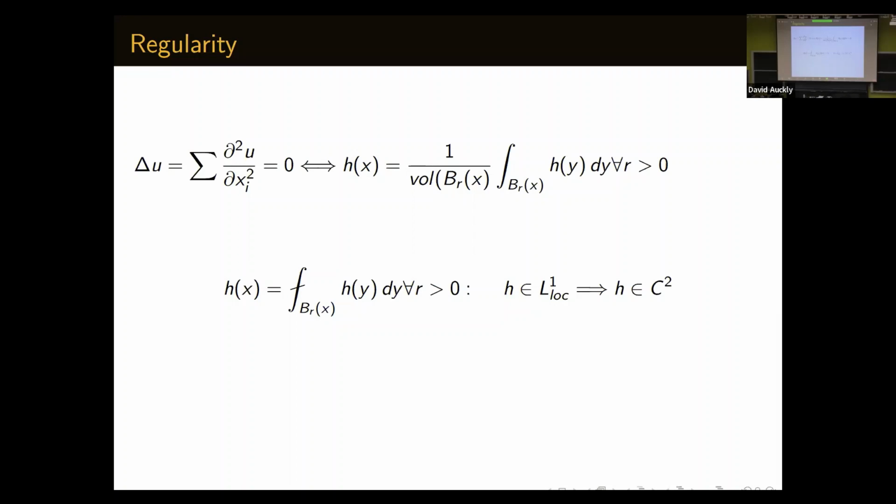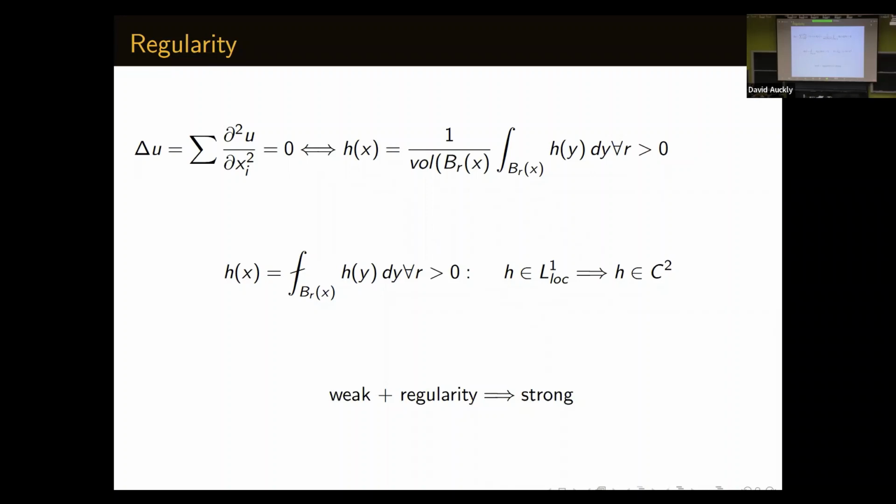Okay, so that's where regularity techniques come into play. You start with an L1 loc function which is also continuous, and using techniques of regularity, you end up with a C2 function that will also be harmonic, right? So you end up with a strong classical solution. That's what regularity does. You start with a weak notion of solution, then you add some regularity techniques, and you end up with a strong classical solution. So if you want to prove existence and uniqueness of strong solutions, you can use regularity techniques.